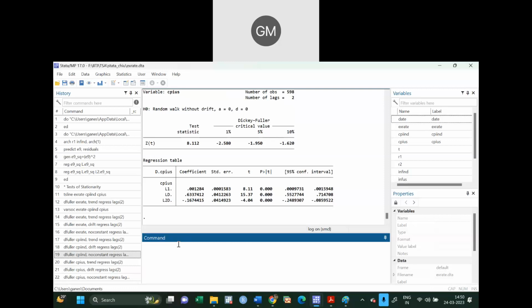Now, what normally happens, and often econometricians also make a mistake, is that just because they are non-stationary in the level, they think that they are going to be stationary in the first difference. So they do not go and test for stationarity in the first difference. But there might be some cases where some of the variables are not stationary even in the first difference.